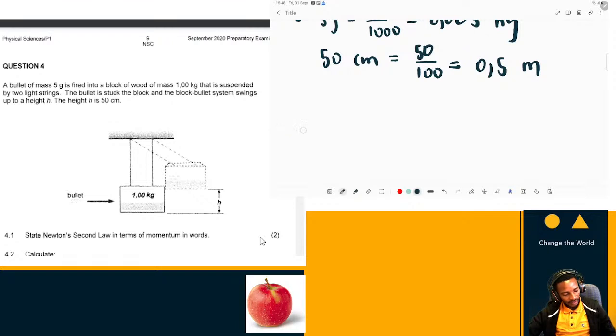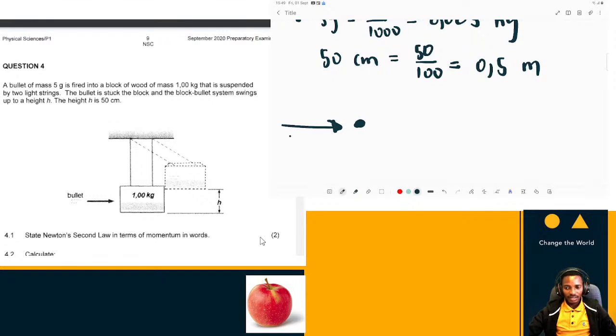All right, so we have a bullet which is fired into a stationary wooden block of 1 kg. The bullet is fired with an unknown velocity. So this bullet has momentum because it possesses a velocity, and the wooden block is stationary, so it does not have momentum before the collision. After the bullet has collided with the wooden block, it stays inside the wooden block.